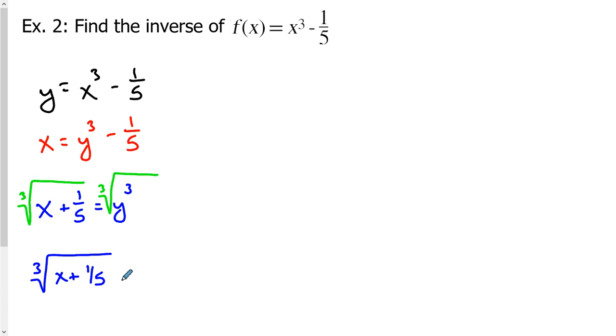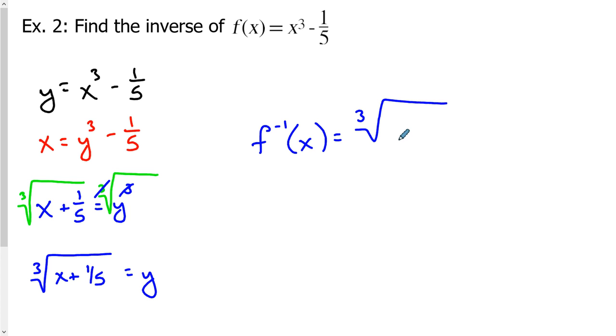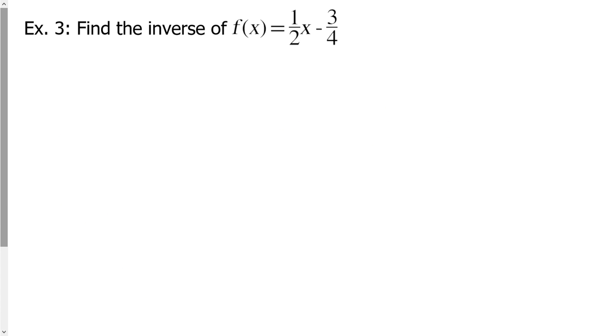I can't really do anything algebraically to simplify that at the moment, and that's going to equal just y because a cube root and a cube are inverse operations. And then at the very end, I'm just going to say that f inverse of x will be equal to the cube root of x plus 1/5. Now, hopefully you notice here that the original function was a cubic function, but its inverse is a cube root function. Interesting. Kind of like they're opposites of each other. Amazing. All right, let's take a look at another one.